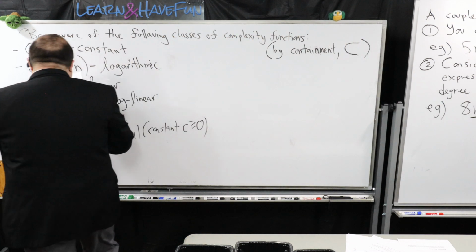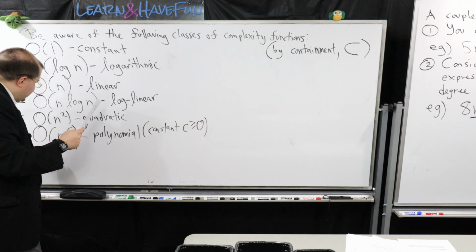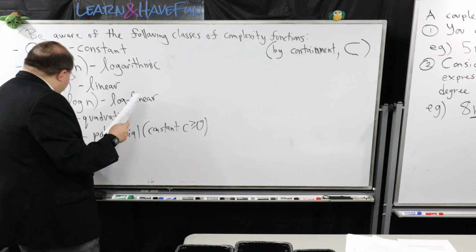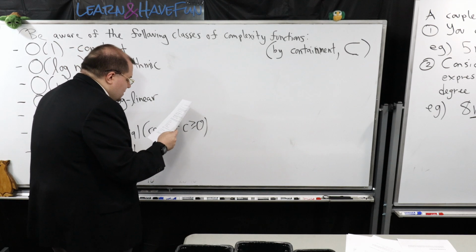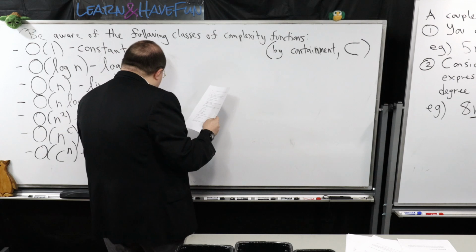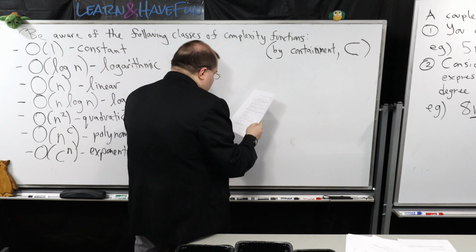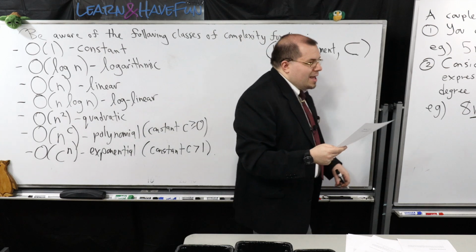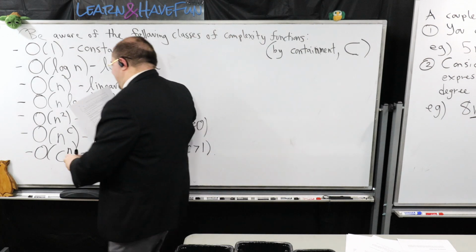So I want to mention some other ones. For example, there's big O of c to the n. This is what we'd call an exponential. So this is the set of all exponential functions, for a constant c greater than 1. Now there's even more that are beyond this. For example, there's factorial.